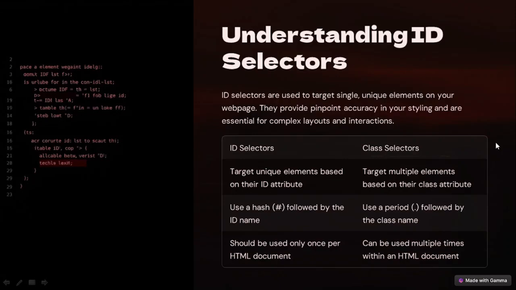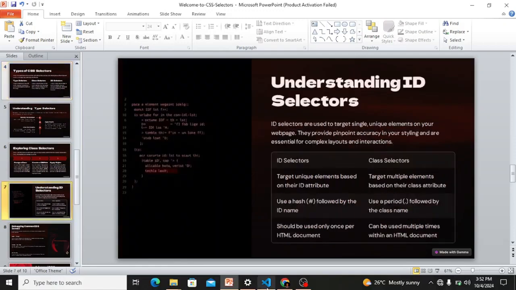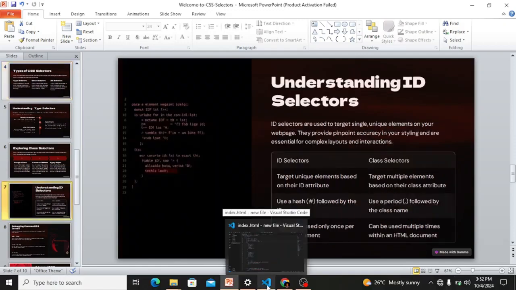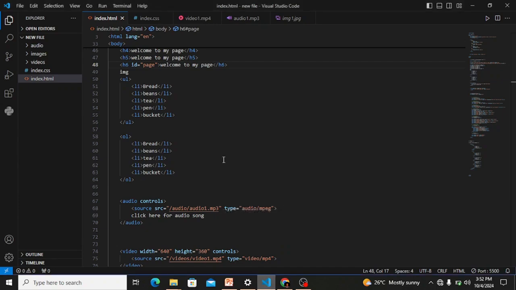Now that's a very, very important thing you should take note of. You can make use of the class multiple times, but for the ID, you can make use of it only once, just once. Meaning that two different elements should not have the same ID name. If not, there will be an issue. But two elements can have the same class name, and there won't be an issue.